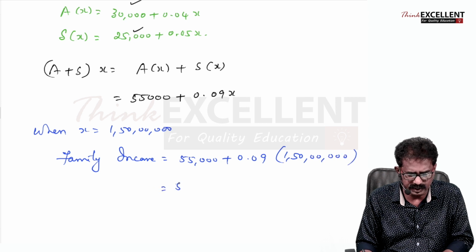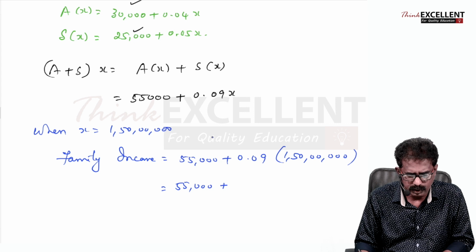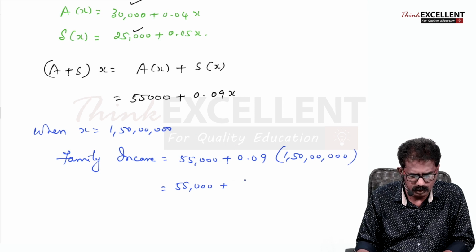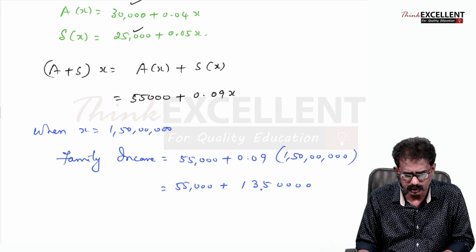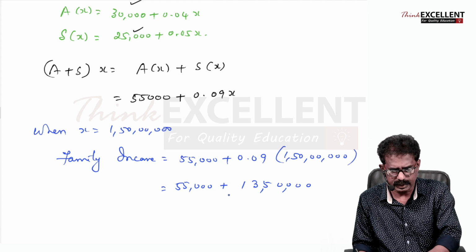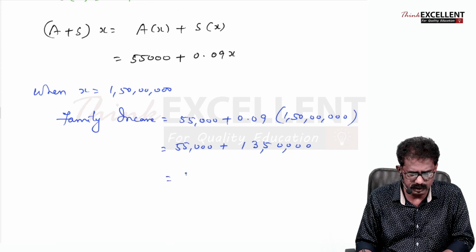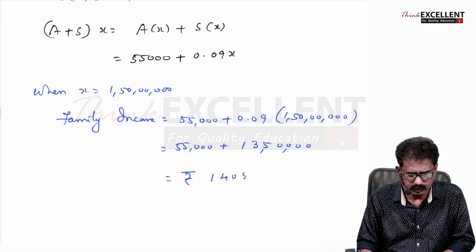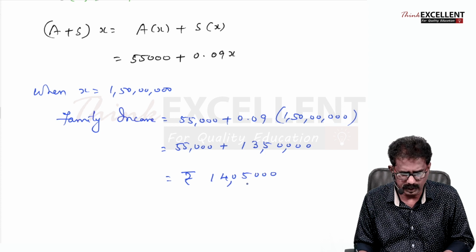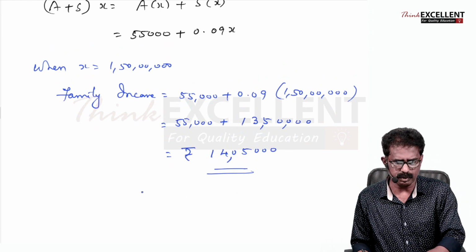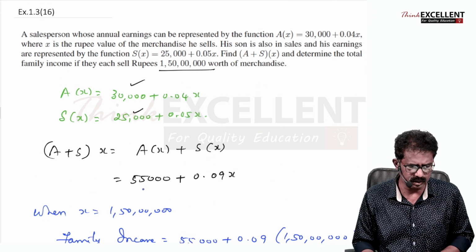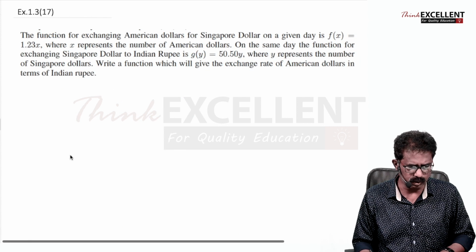So first one 55,000 you write as it is. When you multiply these two, you will get, with 2-digit shifting, 13 lakhs 50,000. Okay, so you add it, you will get 14 lakhs 5,000. So check the calculation part. Multiplication, addition only, so do carefully. Very simple question. Now let's go for the next question.